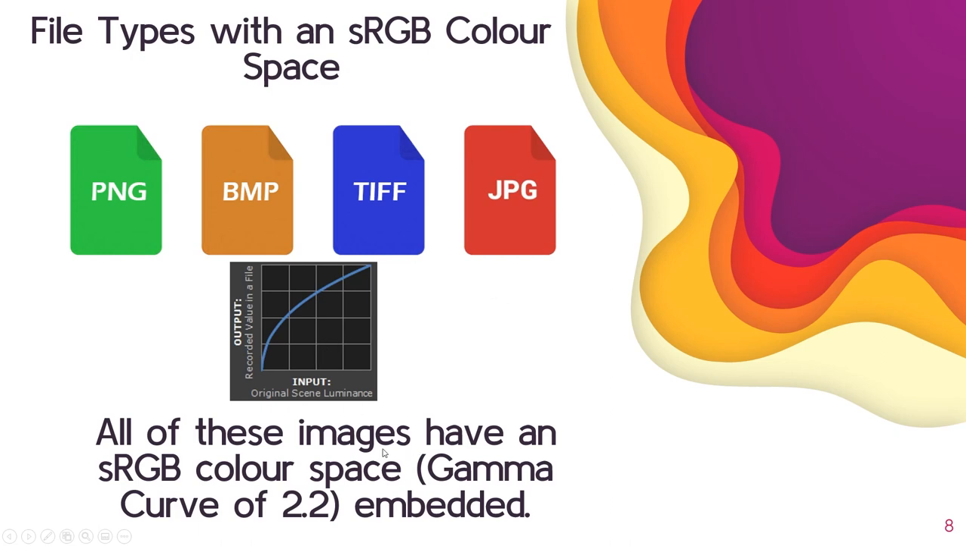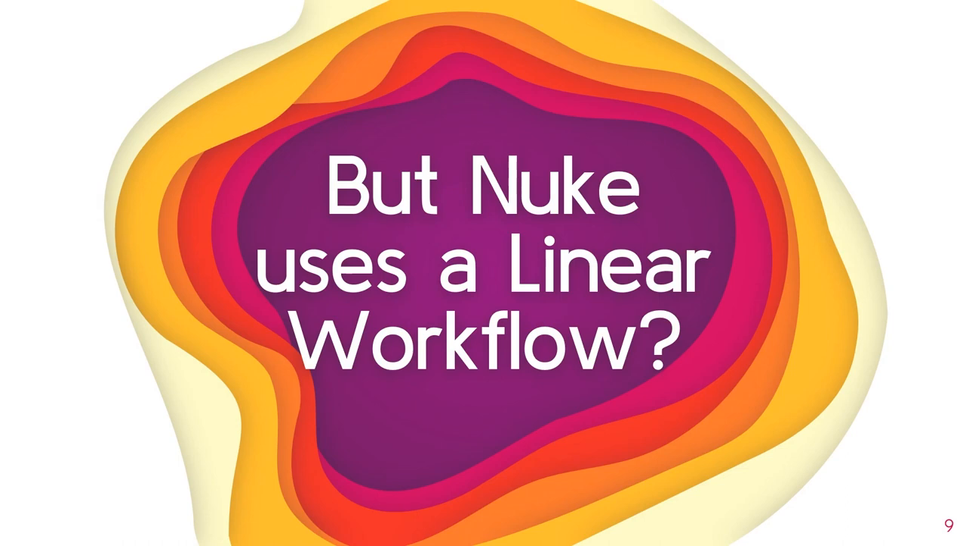So all of these images have an sRGB color space, which is a gamma curve of 2.2. 2.2 is just this value that we've increased the curve by here. Again, think back to the curves in Photoshop, it's the same thing. It's just embedded into these image file types, okay? Now, moving on to Nuke. You may have heard that Nuke uses a linear workflow. So what is a linear workflow?